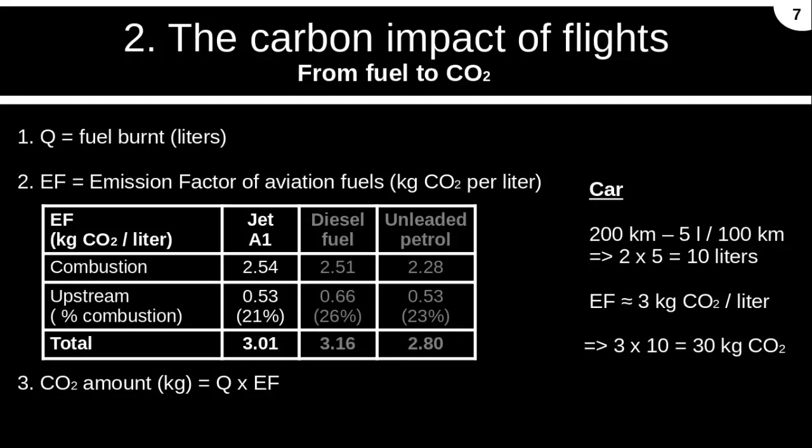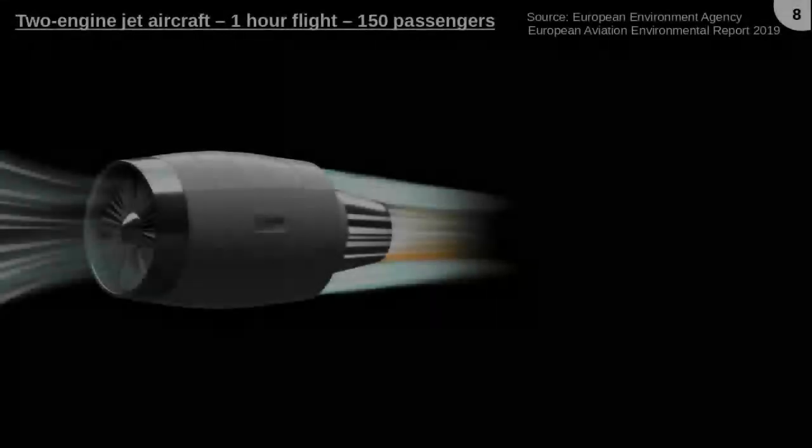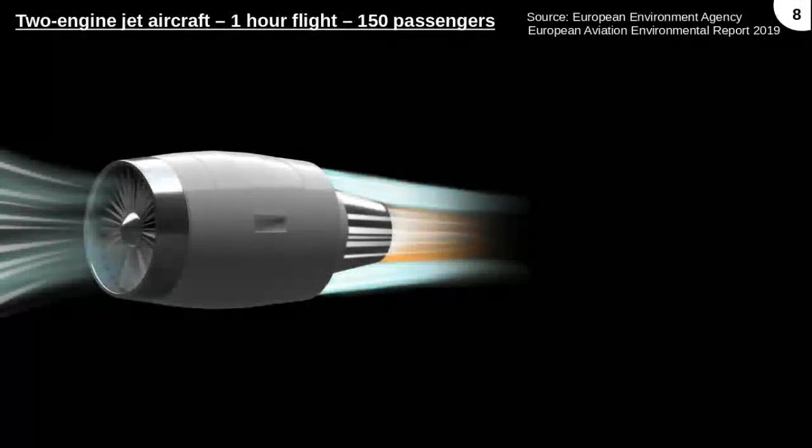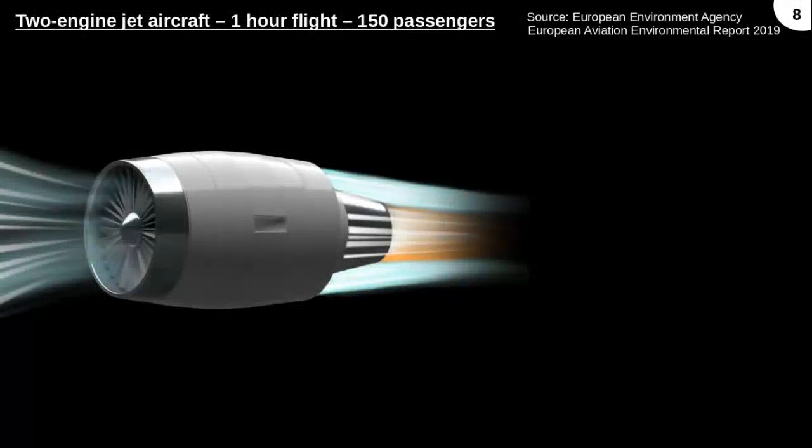Note that if you fly, after landing, you can ask the staff how much fuel was burnt. You'll probably get an answer in tons, not liters, because the weight is what matters most for an aircraft. Here is a picture of what typically happens during 1 hour of a flight with 150 passengers. 2.7 tons of kerosene are burnt.